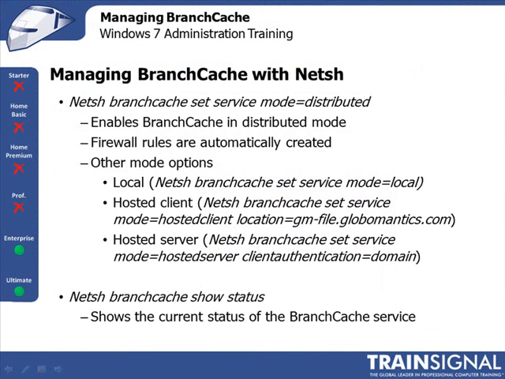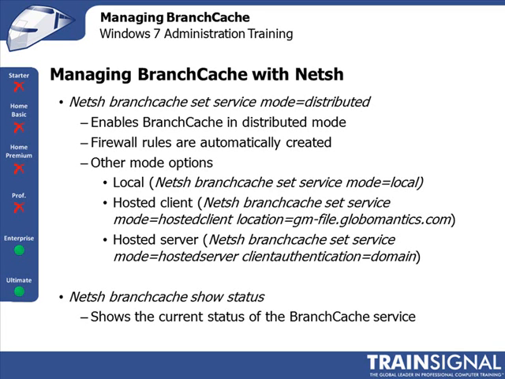Here's where the fun part starts. Managing branch cache with NetSH. This is a command line shell that you can use to configure a number of networking components in Windows 7. The first command that you see on the screen, NetSH branch cache set service mode equals distributed, enables branch cache in distributed mode. When you do this, the firewall rules we talked about before are automatically created. You don't need to go back to the firewall and do anything manually.